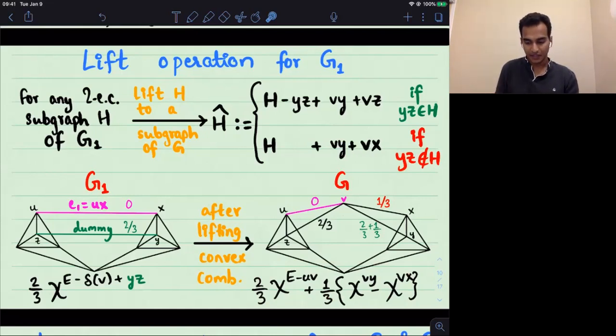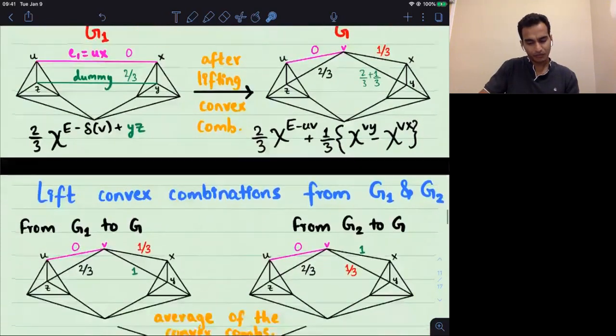So whenever that happens, you get a weight of 2/3 here and 2/3 here. And the dummy edge does not belong with weight 1/3. So in that case, we get 1/3 mass on Vy and 1/3 mass on Vx. Overall, Vy is always present and Vx is underrepresented. So the convex combination that is generated from the left subinstance is a bit skewed, like it's almost uniform, but with a small amount of skew.